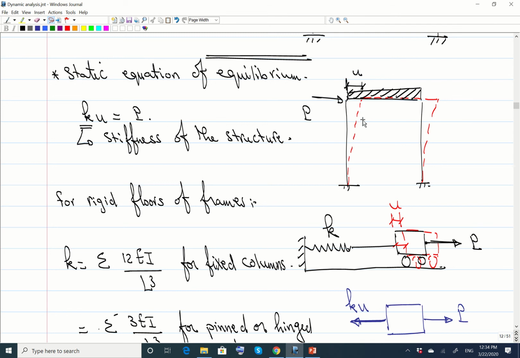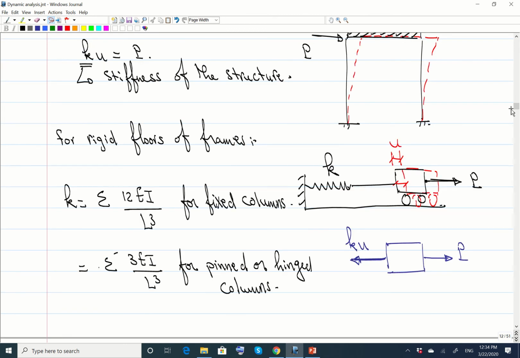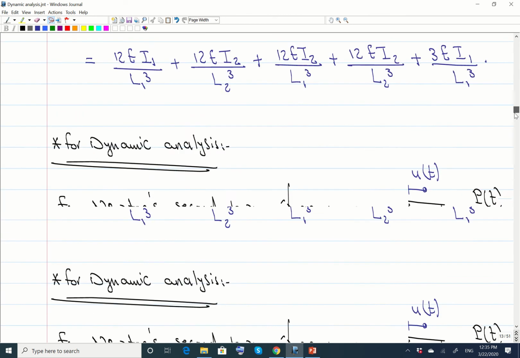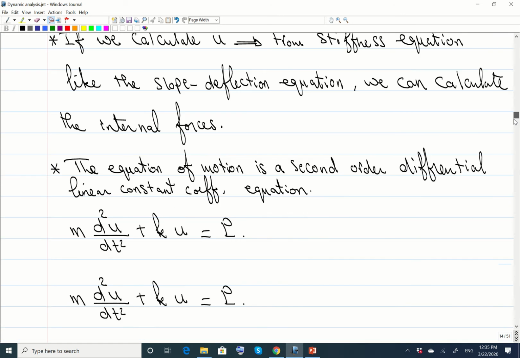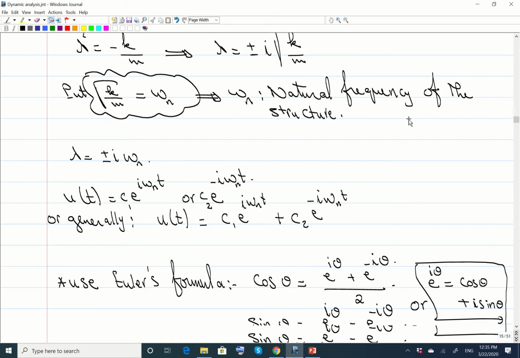So there might be an initial displacement to start the motion, or there might be an initial velocity. What does this mean? Maybe the frame starts from zero displacement, but it's moving with an initial velocity, u dot naught. u dot is the velocity, du by dt. So u naught is the initial displacement that can be applied on this frame, and u dot naught is the initial velocity that can be applied on this frame.